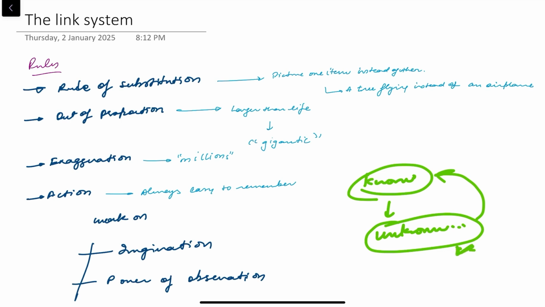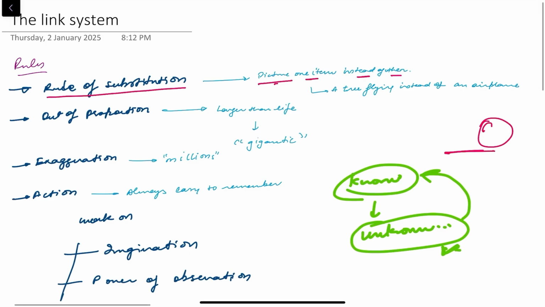So, coming to the rules of substitution. What are the rules? The first rule of substitution is that you have to picture one item instead of another. How do you do that? You must have seen cartoons and all. You need some very weird, absurd imagination for this. You might have noticed that in cartoons, instead of an airplane, a tree would be flying. Many times Tom would get flattened out, or Jerry would eat a ball and become like a huge ball. So you need to have that imagination.